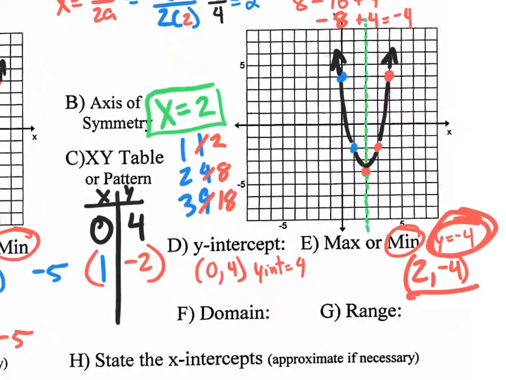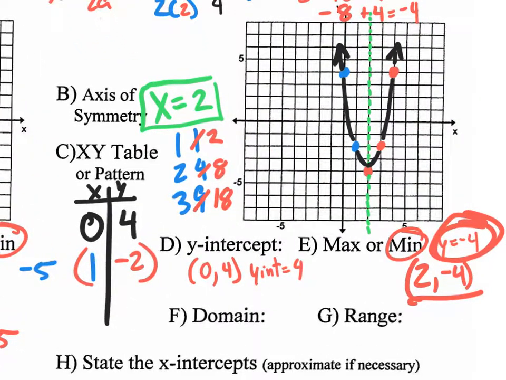Now let's go for domain and range. The domain is what? X equals all real numbers. Once again, guys, don't forget the X equals. If you just put all real numbers, I have to mark it half credit. So put X equals all real numbers.